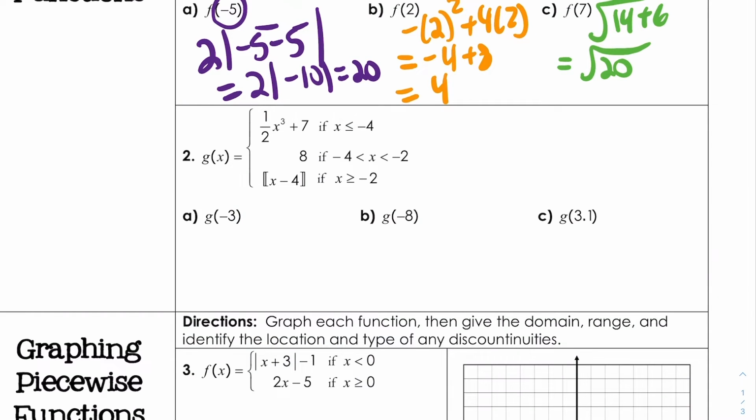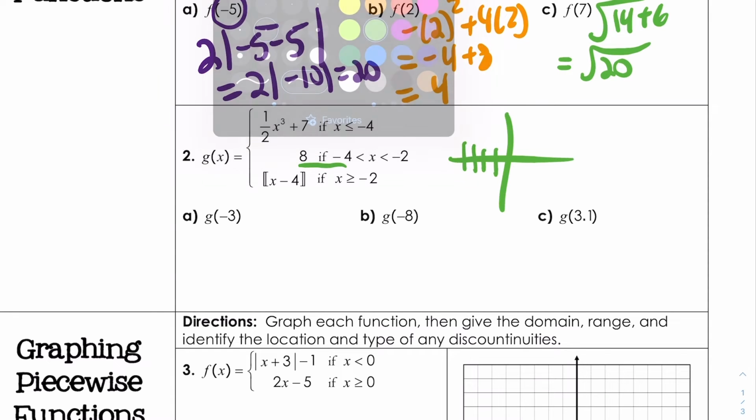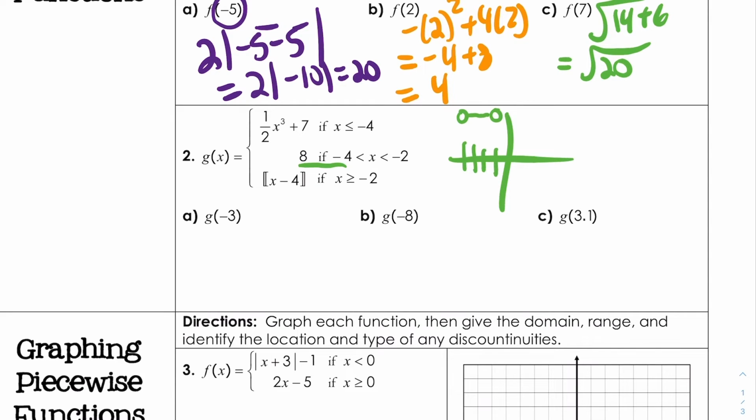In this g of x one, we have 3 different functions again, but this time we have a constant function. So between negative 4 and negative 2, negative 4 until negative 2, it's just going to be straight at the number 8. So imagine up here is 8. We're not going to include that 8. We're not going to include the 8 at the negative 2 either. But between there, we're just going to be a constant 8.